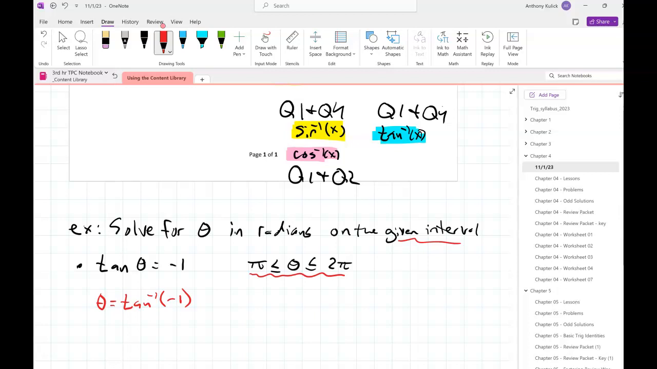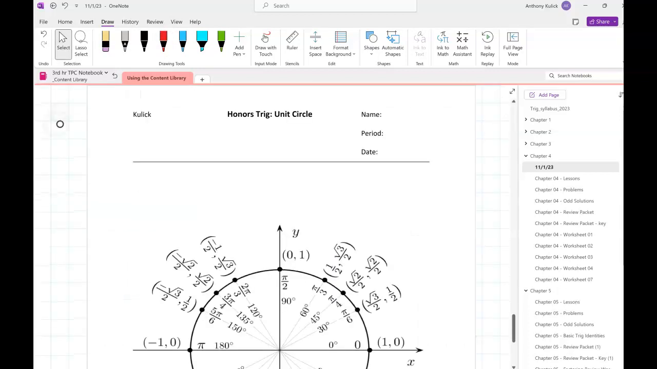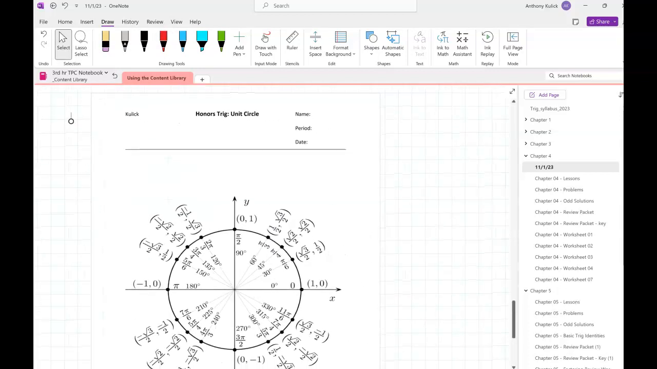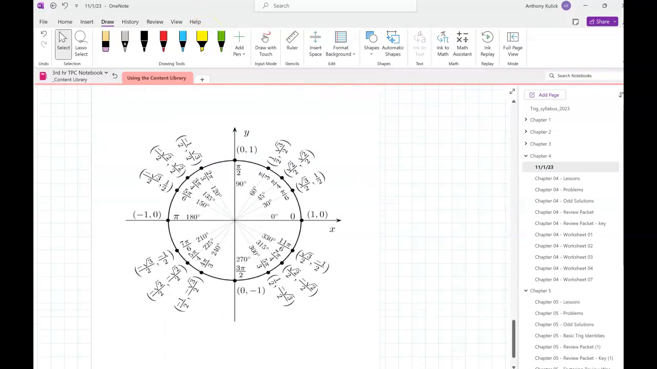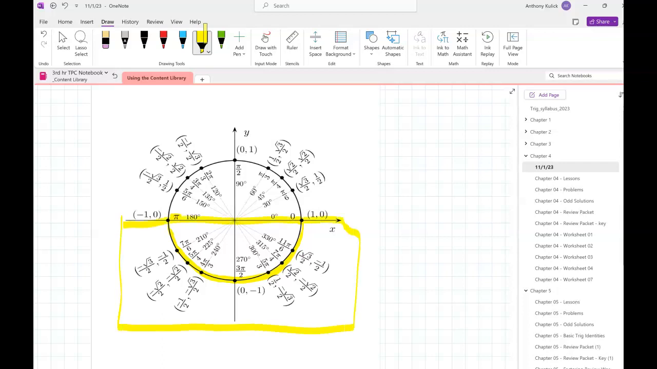I'm going to now look at my unit circle, and I'm going to figure out where pi to 2 pi is. So if I look at my unit circle, pi starts here, and we go all the way to 2 pi that ends there, right? So this is where I'm looking for my answer, in quadrants 3 and 4.